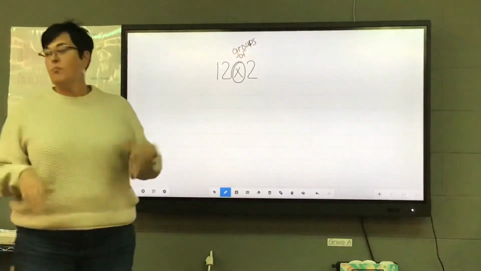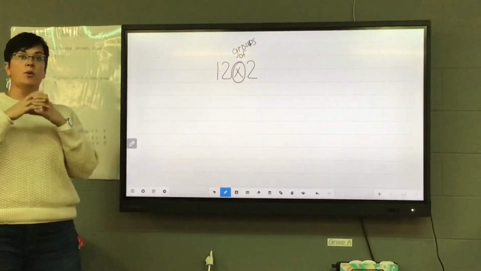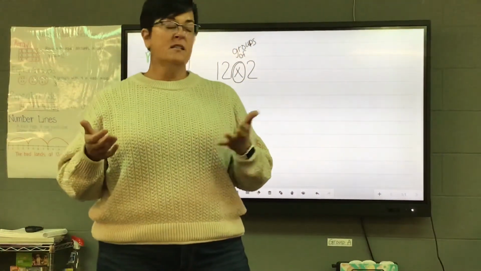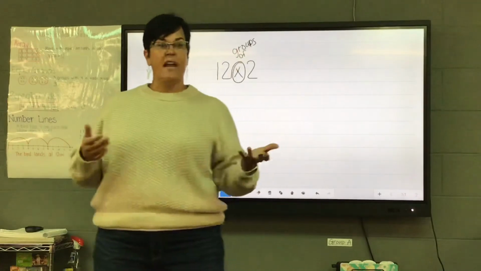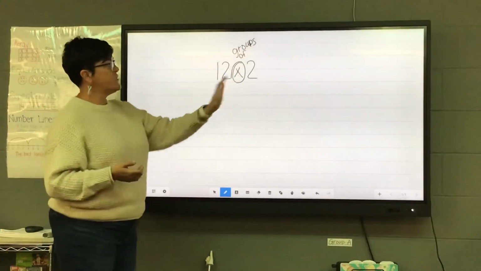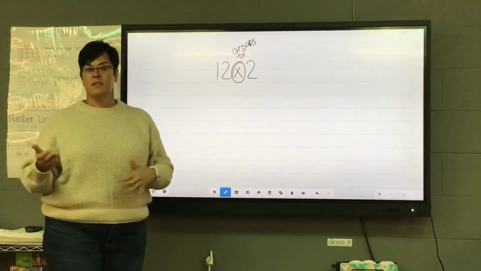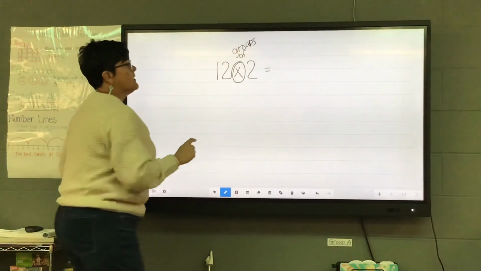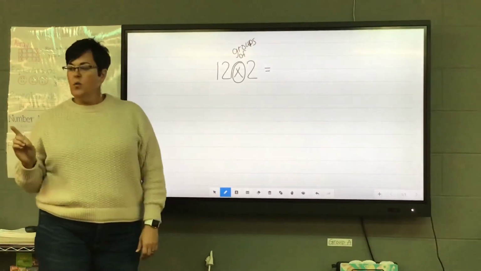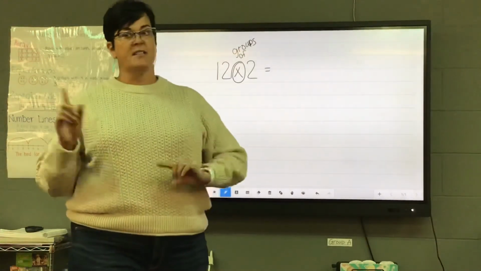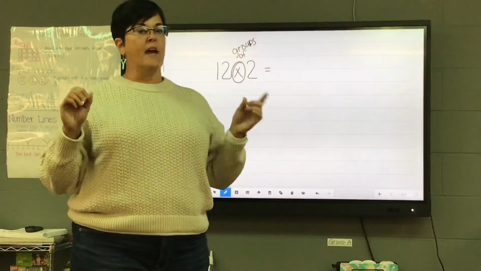So it's looking like most everybody is comfortable using equal groups. Would you agree? You may not have drawn them exactly the same way. Some of you are more comfortable making arrays. All right, so when you did your equal groups or your arrays of 12 times 2, I want to know what your product is. What did you get for the answer? Remember, product is the answer for multiplication. What did you get for your product?